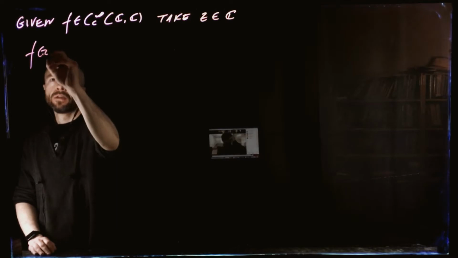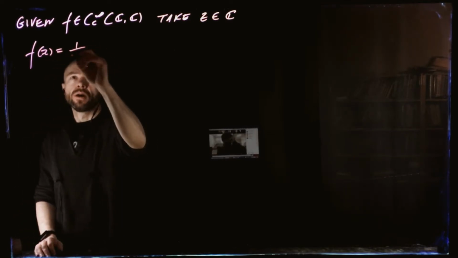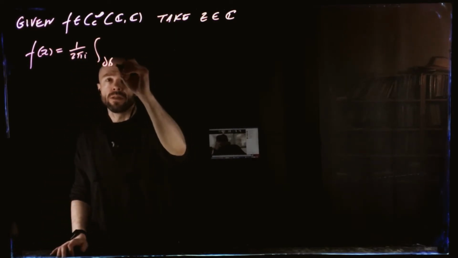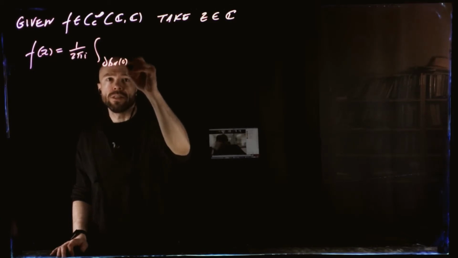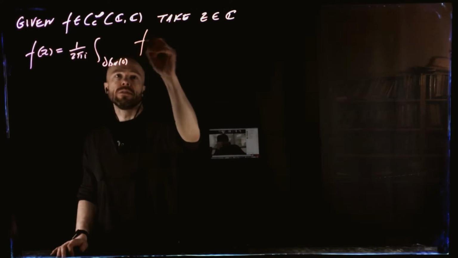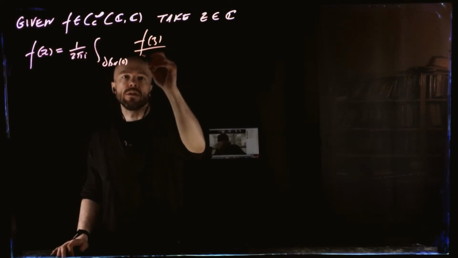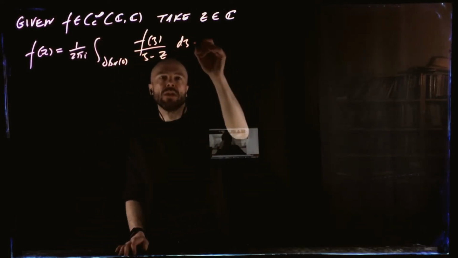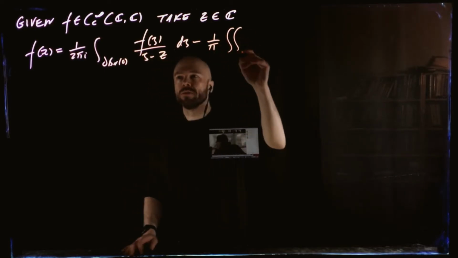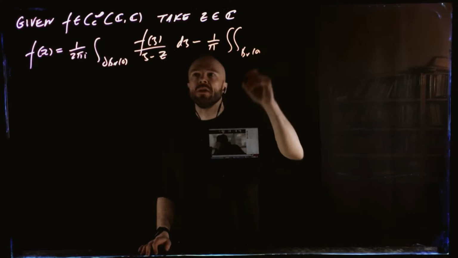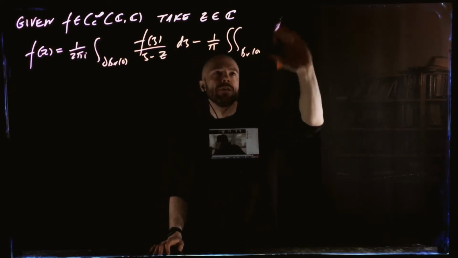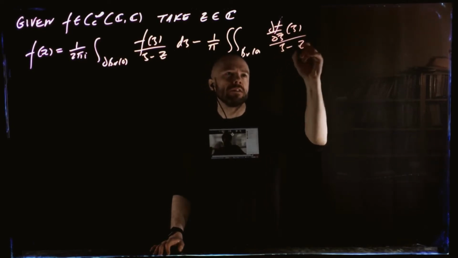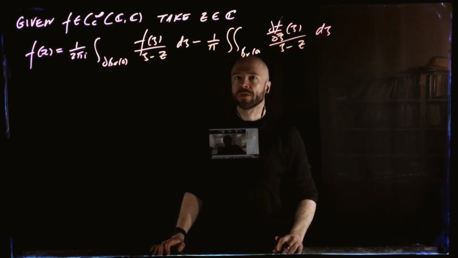So we have f of z equals 1 over 2πi integral around the boundary of the ball of, we don't have to center it around anything, so let's just do it around 0. Why not? And then we have f of ζ over ζ minus z dζ, okay? And then minus 1 over π, double integral around the ball of radius r, and then the ∂f by ∂ζ̄, over ζ minus z dζ, okay?